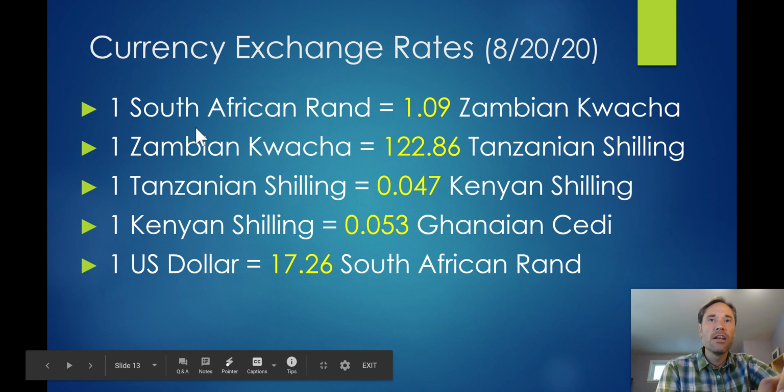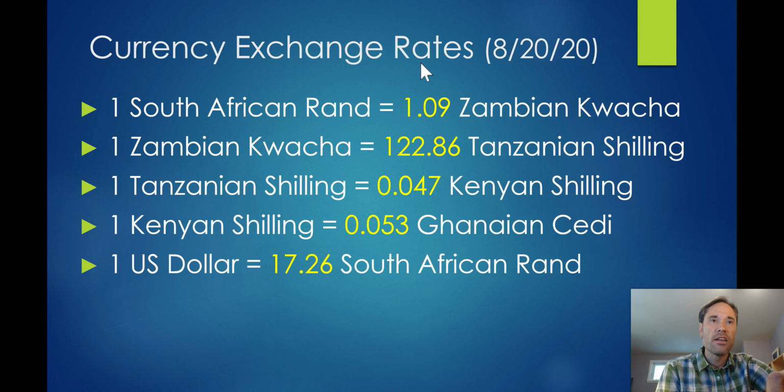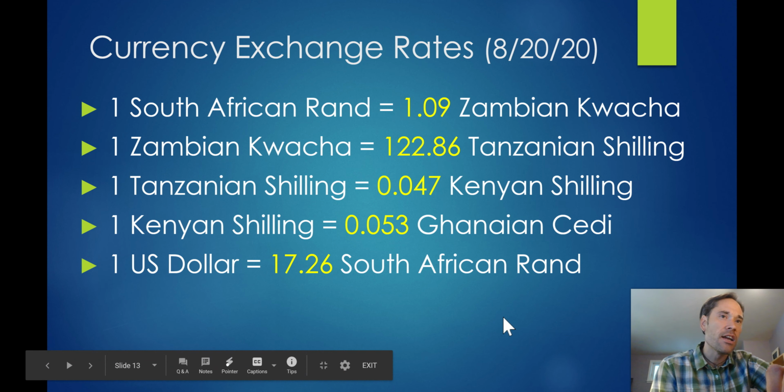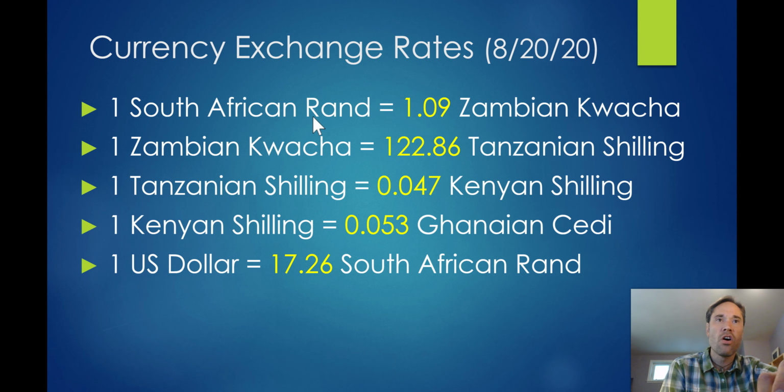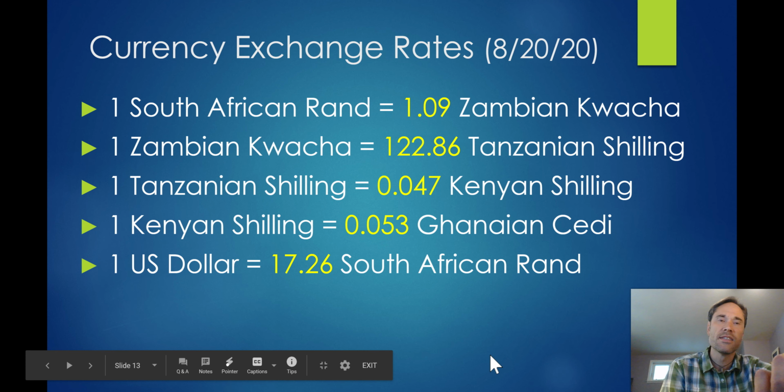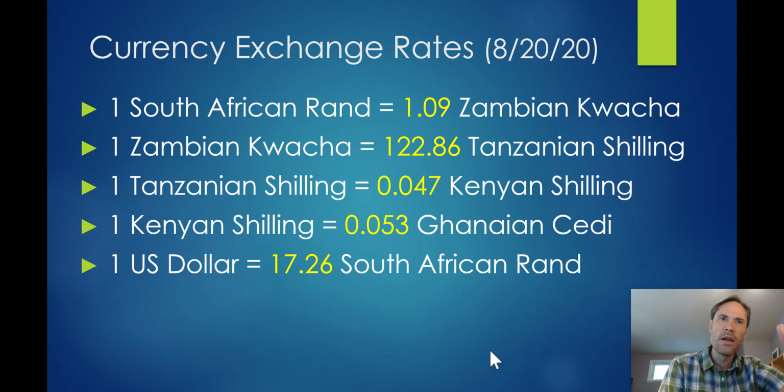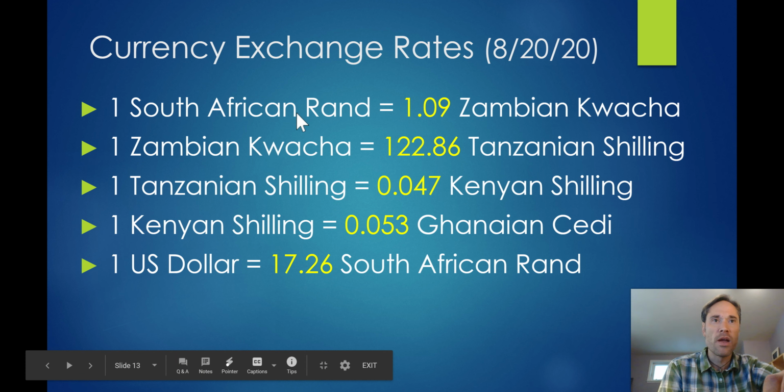If you look online, you'll notice that 1 South African rand is equal to 1.09 kwacha. Those are pretty close to each other. So the rand and the kwacha are almost the same value. One is slightly greater value and one is slightly less. And in this particular case, the South African rand is slightly more value than the kwacha.